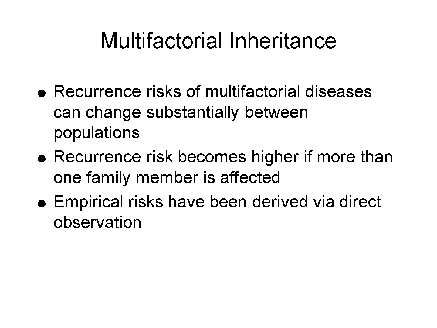The recurrence risk for multifactorial diseases can vary significantly between different populations. In general, the more family members that are affected, the higher the recurrence risk becomes for others in the same family. Unlike single gene disorders, these risks are not calculated purely by genetics. Instead, they are determined empirically through direct observation and analysis of real-world data across generations.